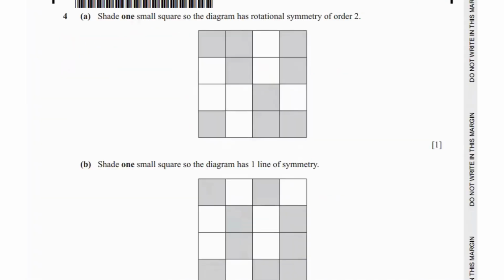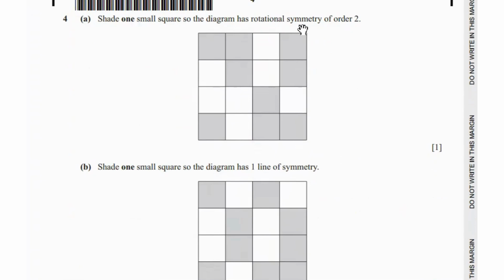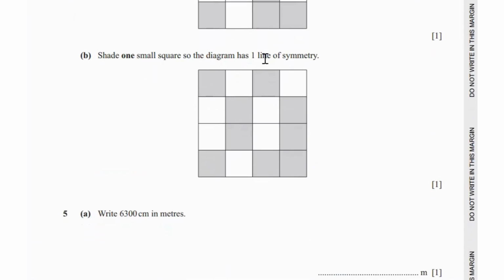That's your answer. Then shade one small square so the diagram has rotation symmetry of order 2. So we have to shade one small square, so that's going to be this one. This way it will have rotation symmetry of order 2 because when you rotate it, it will regain its original shape 2 times. Then shade one small square so the diagram has one line of symmetry. So to have one line of symmetry, we will shade this one over here. This way your line of symmetry will be this horizontal line.